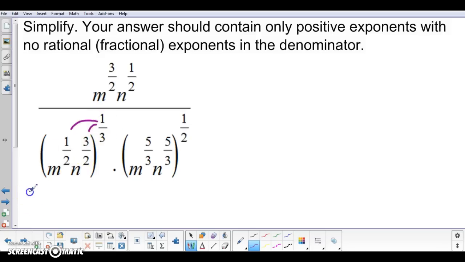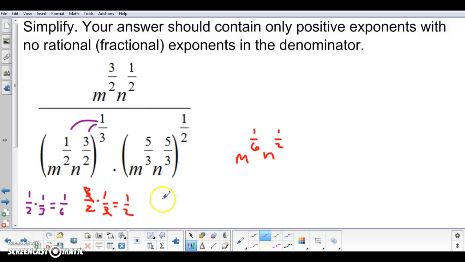If I multiply here, again, writing that out just so we see what's going on, 1/2 times 1/3, top times top, bottom times bottom, we're going to get 1/6. And when I take 3/2 times 1/3, I'll do that in a different color, top times top, bottom times bottom. In this case, I could probably cancel the 3's right away. 3 over 3 is 1, so that's going to equal 1/2. So what I've got so far with this expression on the left is m to the 1/6, n to the 1/2. I'm going to do the same thing now with this expression.